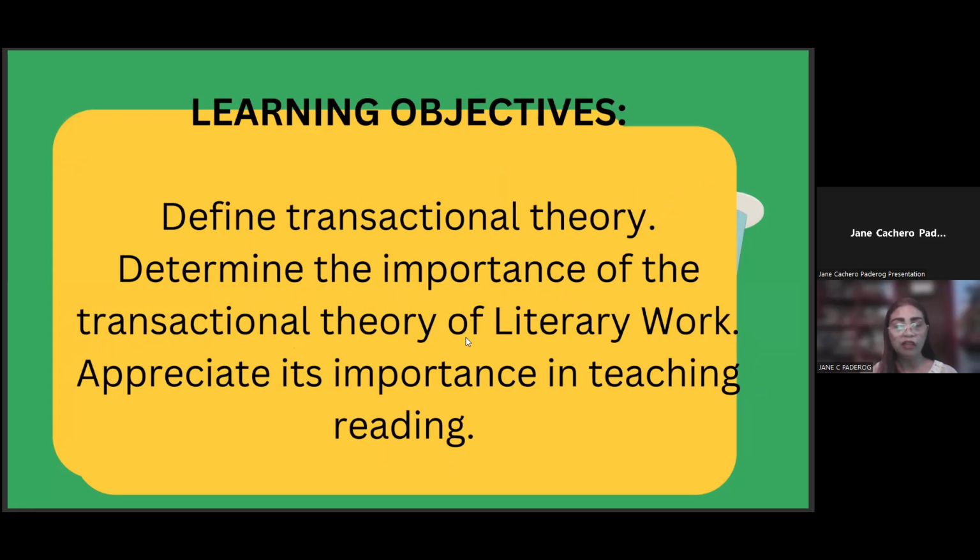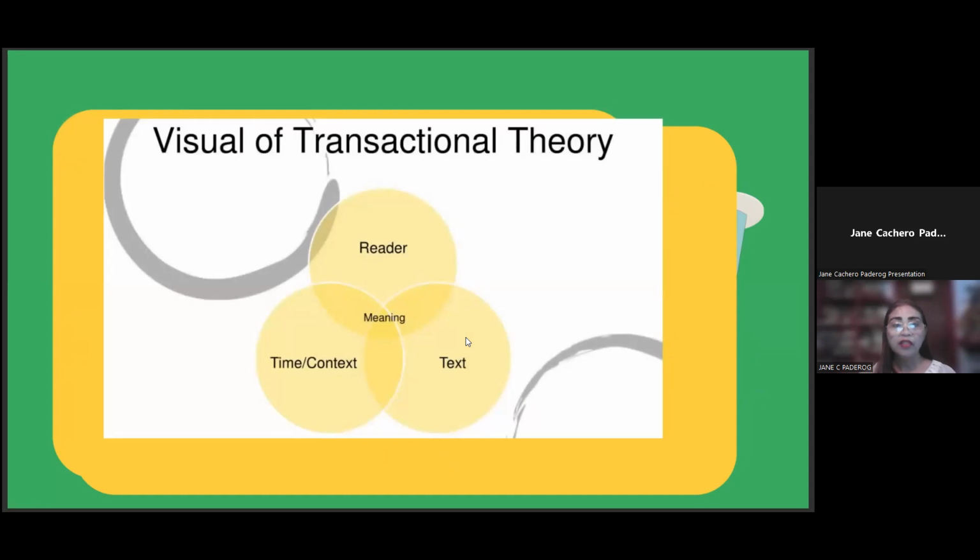Our learning objectives: define transactional theory, determine the importance of the transactional theory of literary work, and appreciate its importance in teaching reading. These are the visuals of transactional theory. If you notice, they are interrelated with each other. It means the reader, the text, and the context, and there's the meaning.